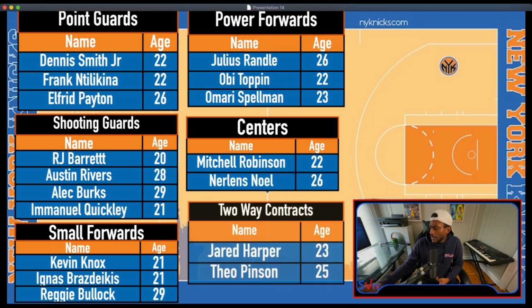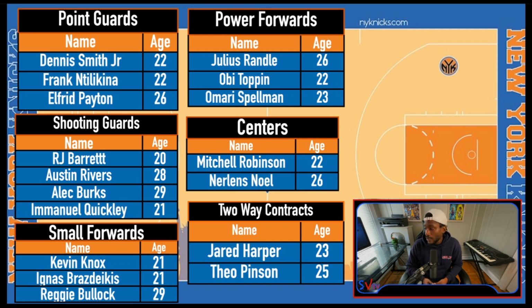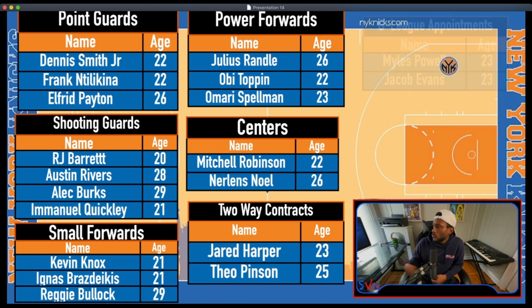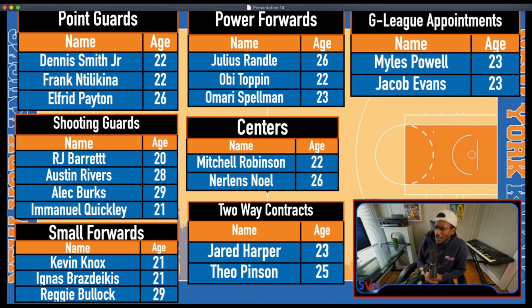And as I was saying before, there are some players that are going to be sent to the actual G League, and some of these players are on two-way contracts. So you have Jared Harper and Theo Pinson. I think through here we have 15. 1, 2, 3, 4, 5, 6, 7, 10, 13, 15. Yep, so we have 15. And then two players on a two-way contract. So these are the G League appointments.